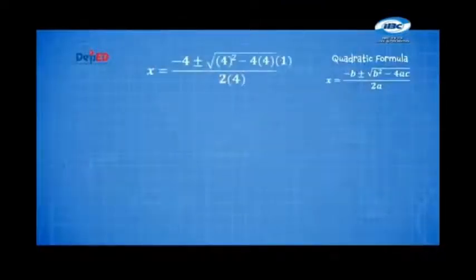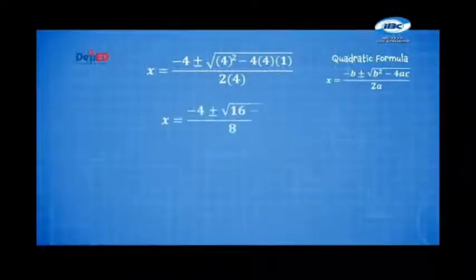x equals negative 4 plus minus the square root of the quantity 4 squared minus the product of 4 and 1 all over 2 times 4. Then we simplify the expression under the radical sign as 16 minus 16 because 4 squared equals 16. And this is decreased by the product of 4, 4, and 1, which happens to be 16 also. The denominator becomes 8 because 2 times 4 is equal to 8.